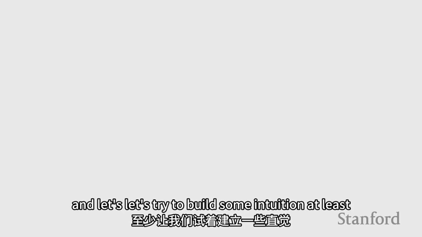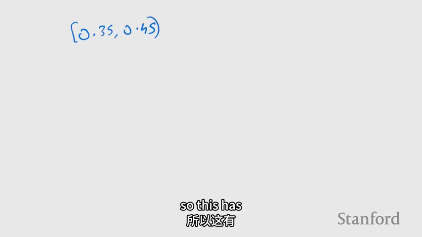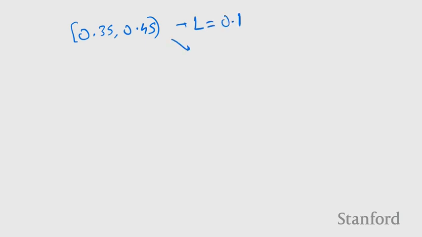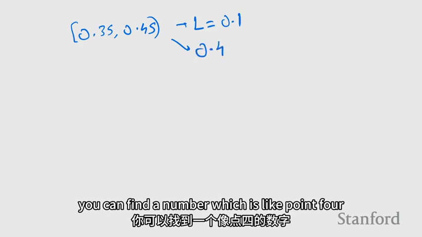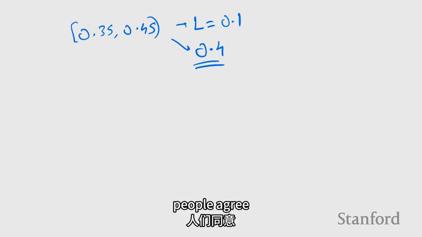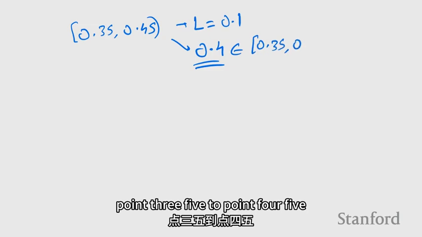Apologies for not going over it in detail, but let us do an example and try to build some intuition at least. If I have 0.35 to 0.45, this has length equal to 0.1, right? And you can find a number like 0.4 which lies in this range. Do people agree? 0.4 lies in the range 0.35 to 0.45.